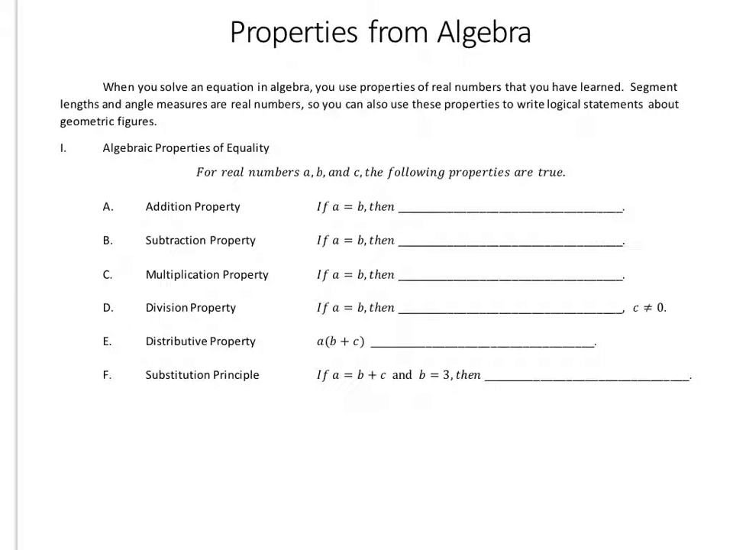When you solve an equation in algebra, you use properties of real numbers that you've learned. Segment lengths and angle measures are real numbers, so you can also use these properties to write logical statements about geometric figures. So I'd like to review some of our algebraic properties of equality. For real numbers a, b, and c, the following properties are true.